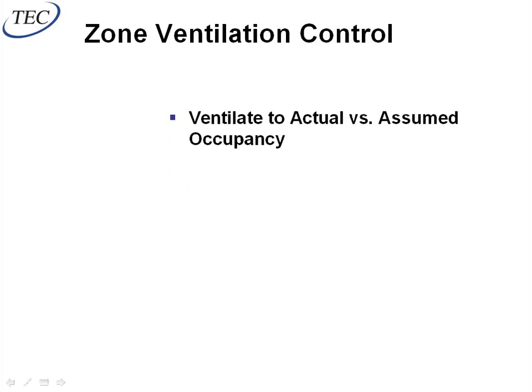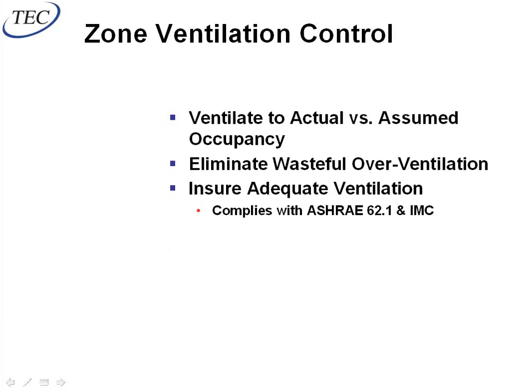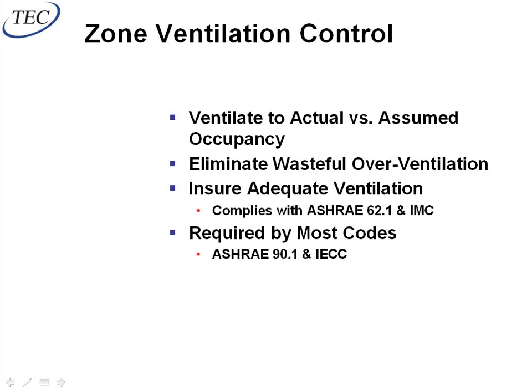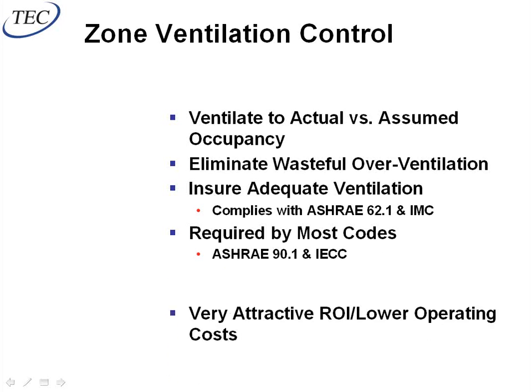So with that being said, I don't see any other questions at the moment. We'll finish these last couple slides up and then we'll look at questions again. The goal here is to ventilate to actual occupancy instead of the assumed design occupancy, eliminate the wasteful overventilation to save energy, but still make sure I provide enough ventilation air to comply with all the applicable codes. And then in some cases, I might have to do this because the codes are requiring me to do it, depending on the type of space I have.